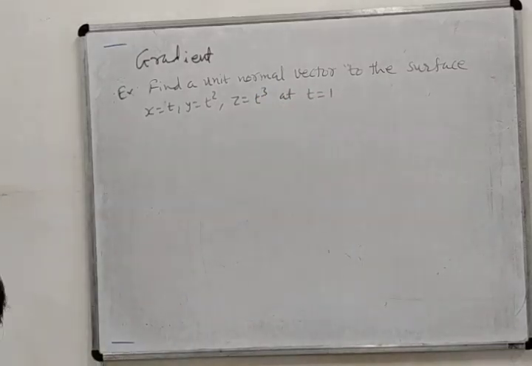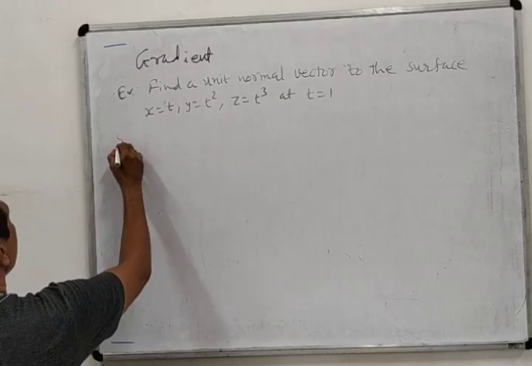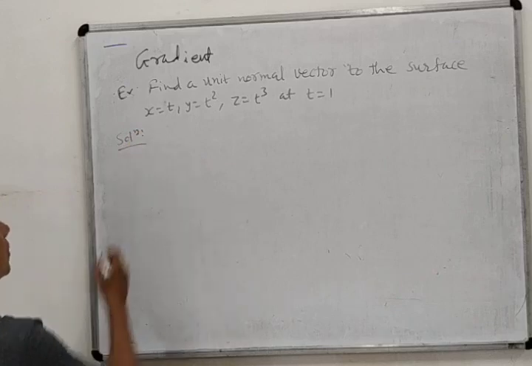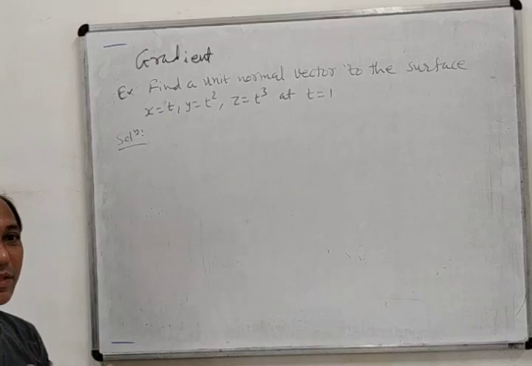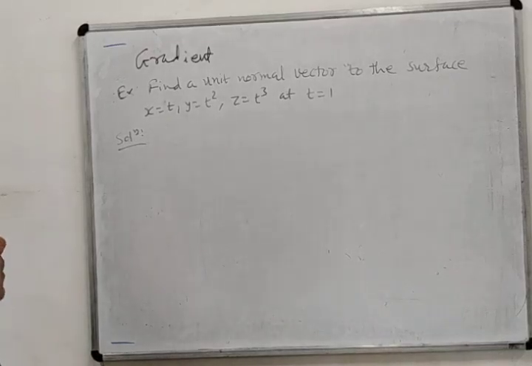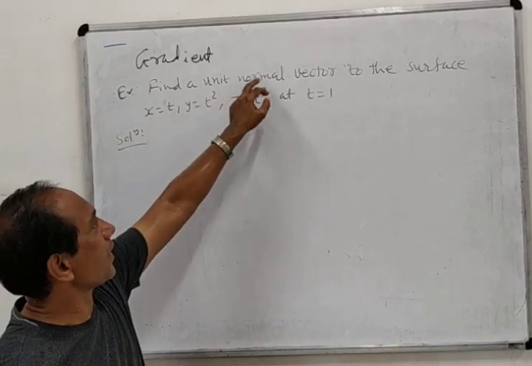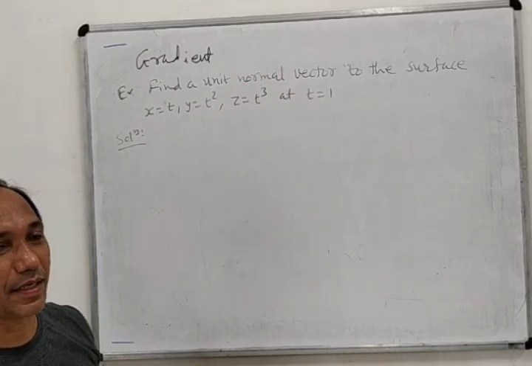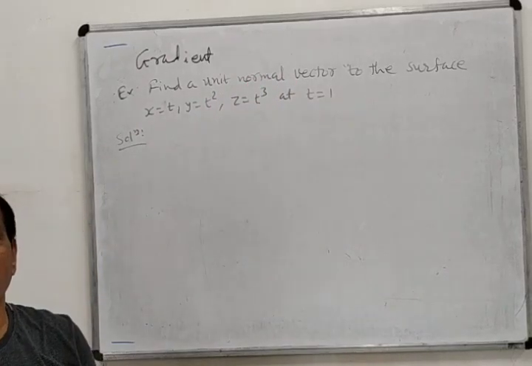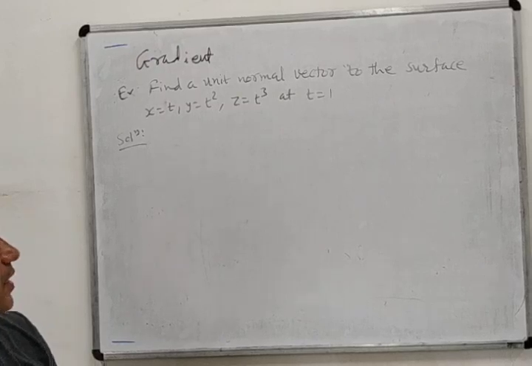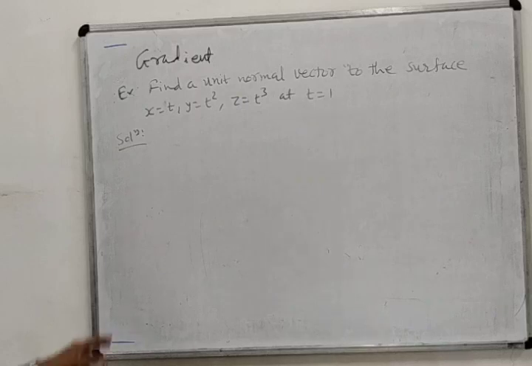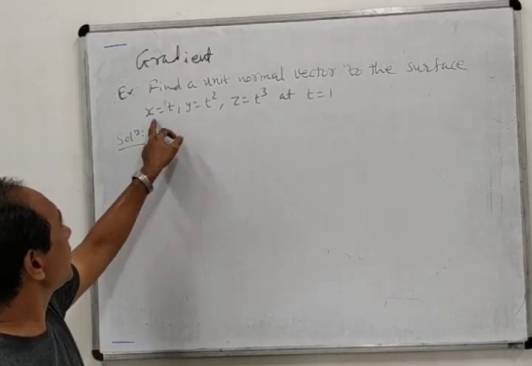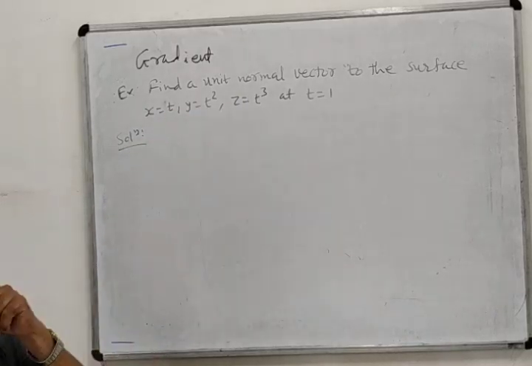Here you can see that in the examples we have seen, the equation of the surface was given directly in terms of x, y, z, the combination of x, y, and z. Here we want to find the unit normal vector. That means we will have to find the gradient, then divide the gradient by its magnitude to get the unit vector. But here the surface is given in terms of t, that means x, y, and z are given as parametric equations.